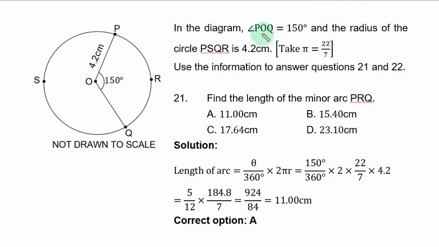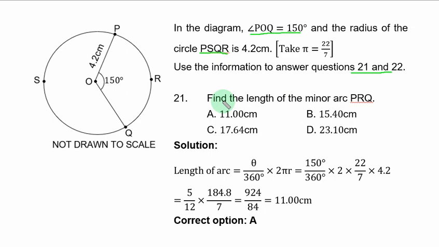In the diagram, angle POQ is equal to 150 degrees, and the radius of the circle PSQRO is 4.2. Take pi equal to 22/7. Use the information to answer questions 21 and 22.